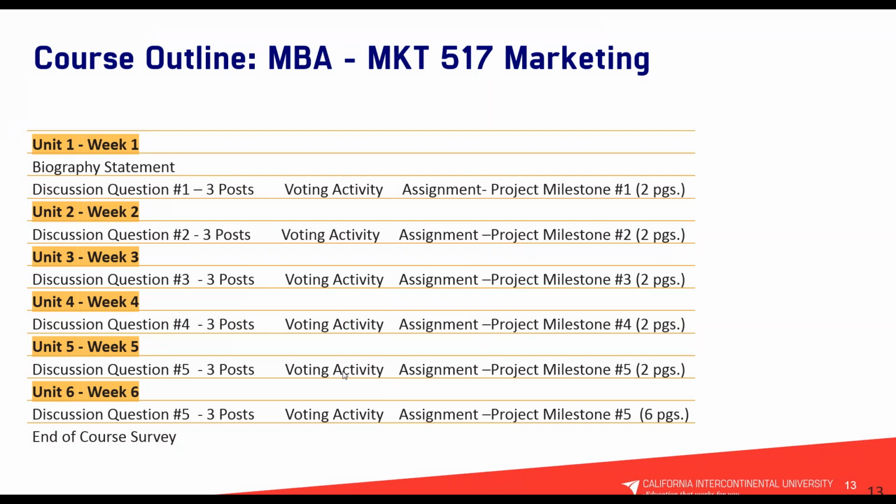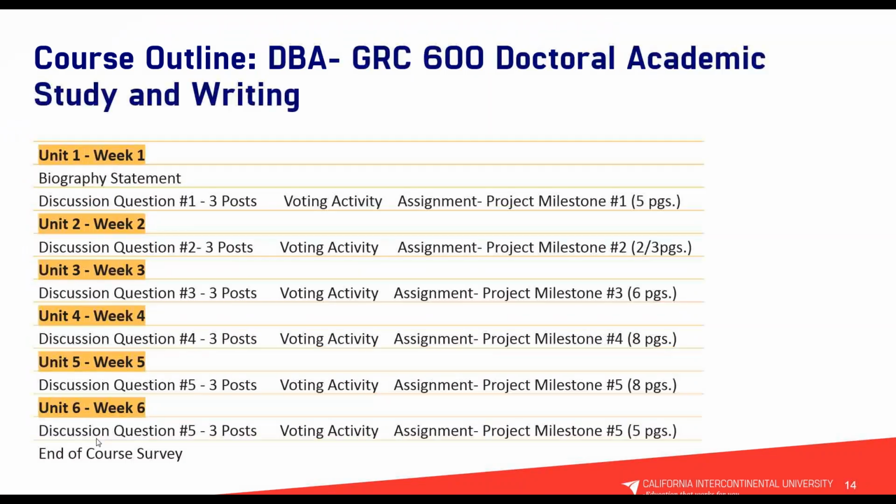Let's move on to the doctorate program, and I'll explain to you on the discussion question. So this is the doctorate program, GRC 600, Doctoral Academic Study and Writing. As you can see here, very similar, right? Very similar structure, units 1 through 6. Every week is a unit. Of course, the rigor is definitely, we expect more from the doctorate students. So your writing assignments contain more papers, more submissions, but very similar structure, right?